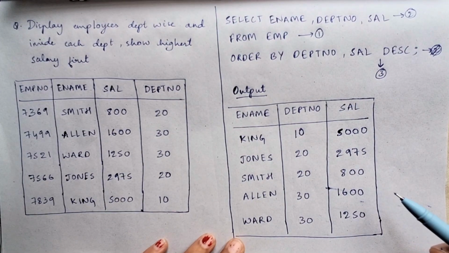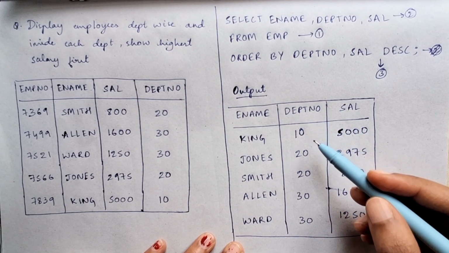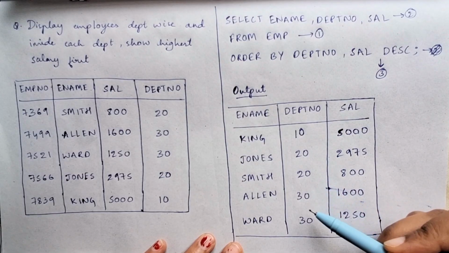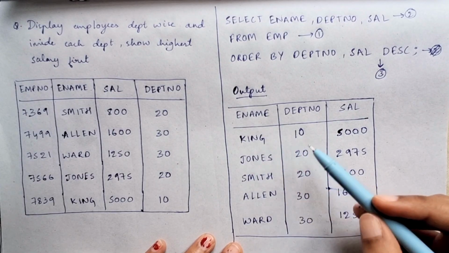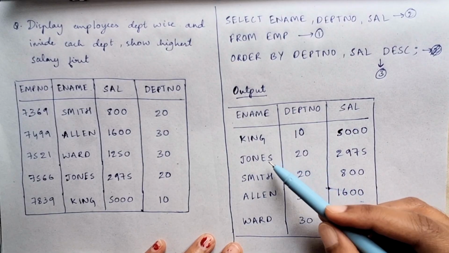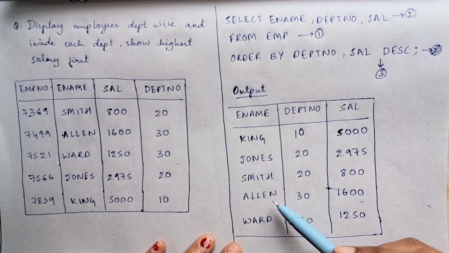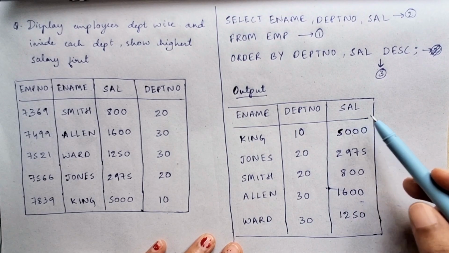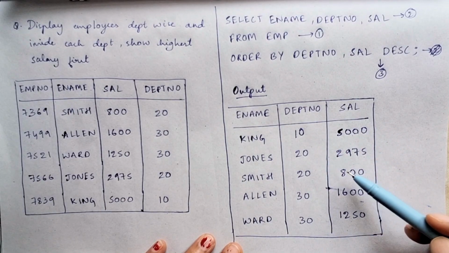So first level of sorting is department wise in ascending order, that is department 10, department 20 and department 30. In department 10 we have King, in department 20 we have Jones and Smith, and in department 30 we have Allen and Ward.